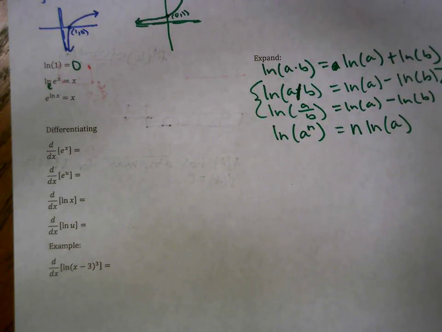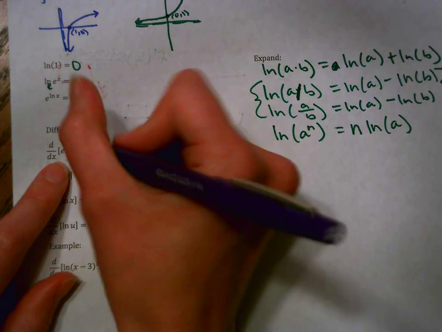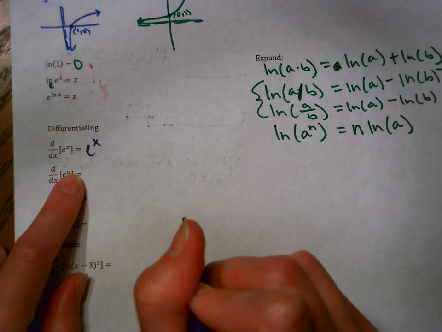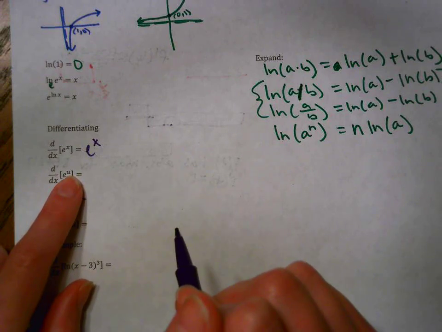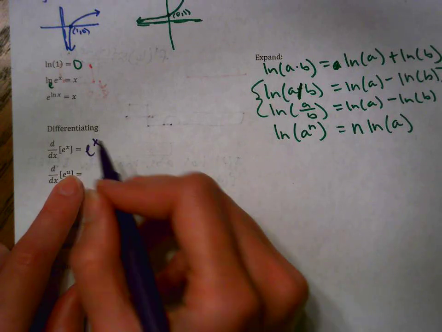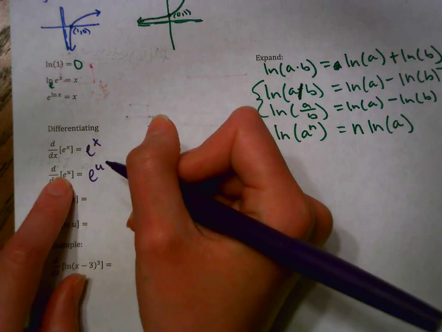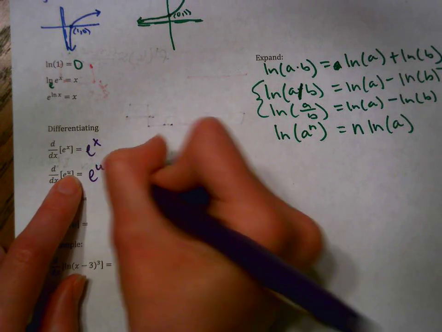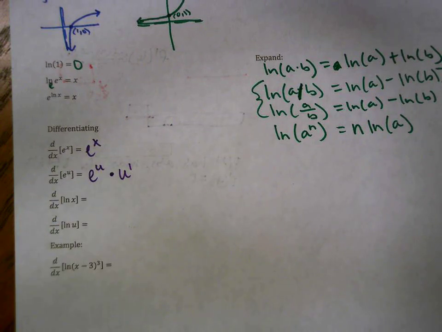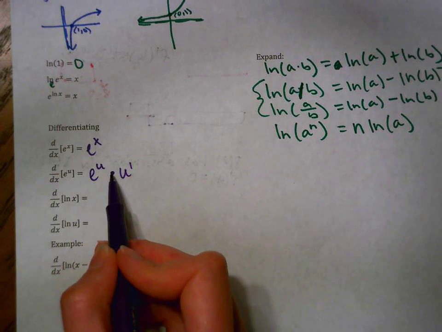So here are our rules for differentiating. If you're taking the derivative of e to the x, we know that that just stays e to the x. Now if it's e to the power of something more than just x, that u just represents something more than x. You could also use f of x or g of x. Well, you're going to keep it the same to do the derivative of e, but then it's chain rule times the derivative of what was in the exponent, which we'll call u prime.